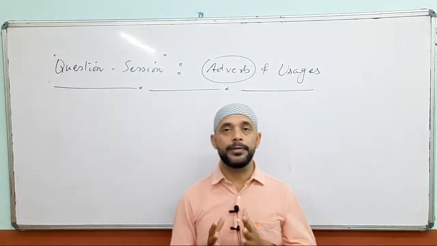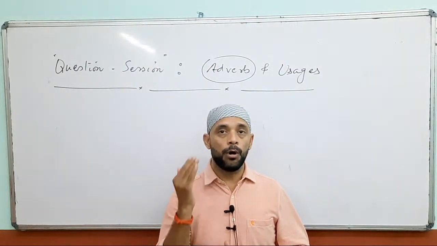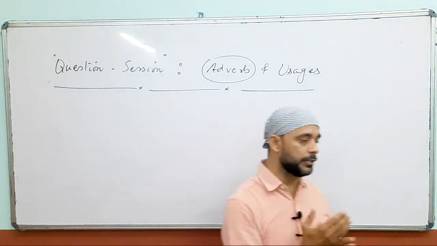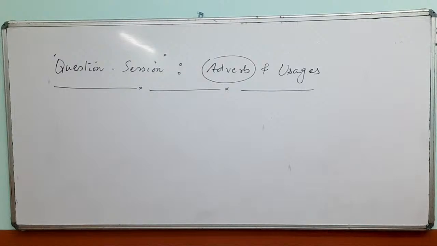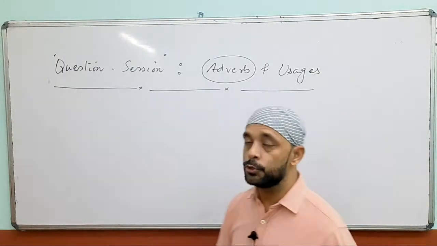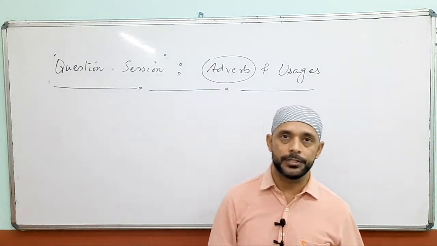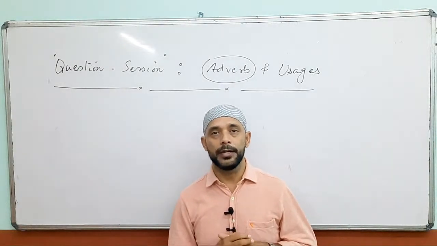Exactly. It's frequency that tells us how often an action has been done. Means if it is done twice, if it has been done thrice, if it is done always, if it has been done sometimes, all these, the time or repetition of an action, are shown through adverb of frequency. Okay, we go with the next.